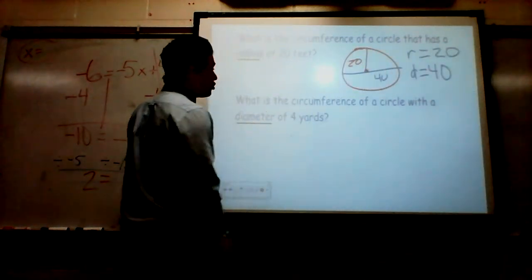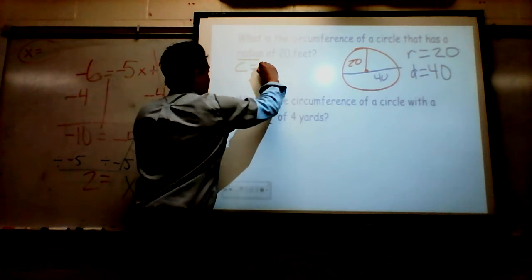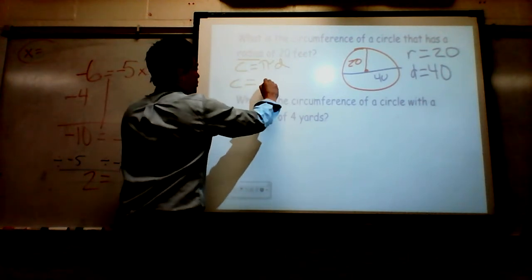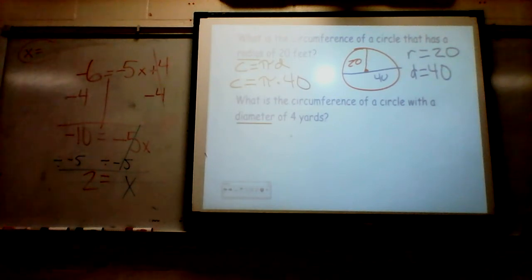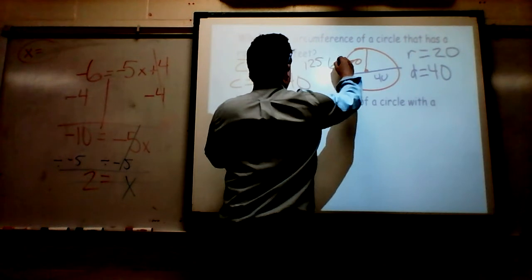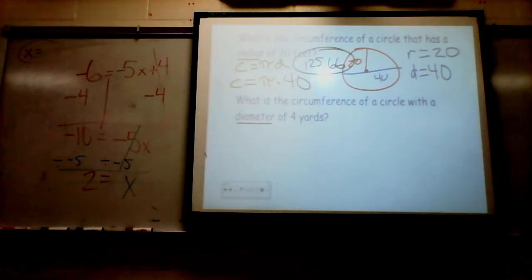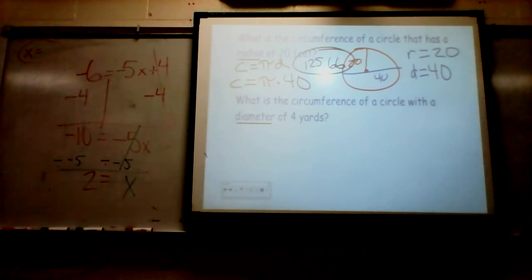Now to get my solution, I write the formula. Circumference equals pi times diameter, and I plug my numbers in. Circumference equals pi times 40. On my calculator, I do pi times 40, and I get 125.66 as my circumference. Pause the video and take notes if you need to. If you mess that one up, pause the video. Check your work on the second one.